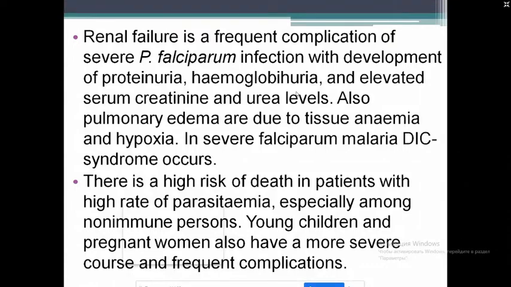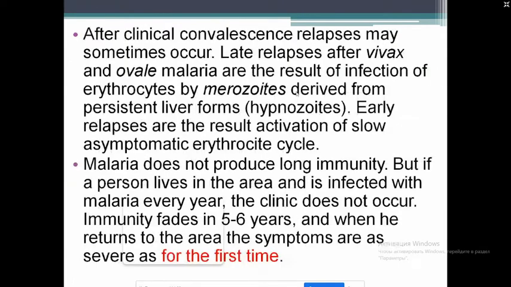In severe falciparum malaria, DIC syndrome occurs. There is a high risk of death in patients with high rate of parasitemia, especially among non-immune persons. Young children and pregnant women also have a more severe course and frequent complications. After clinical convalescence, relapses may sometimes occur.